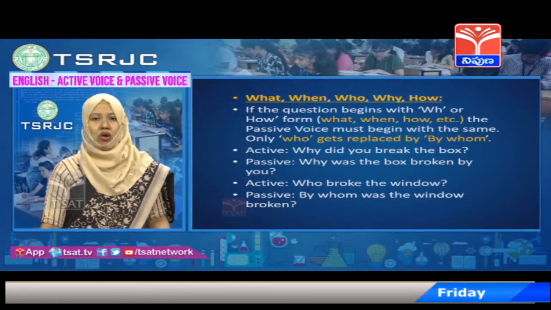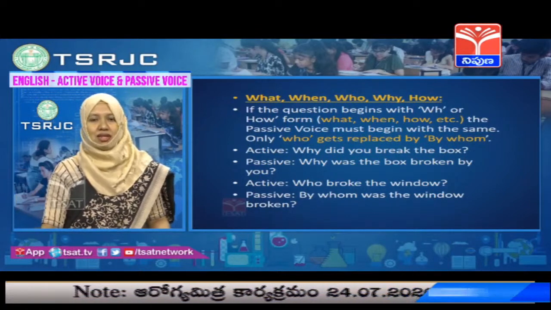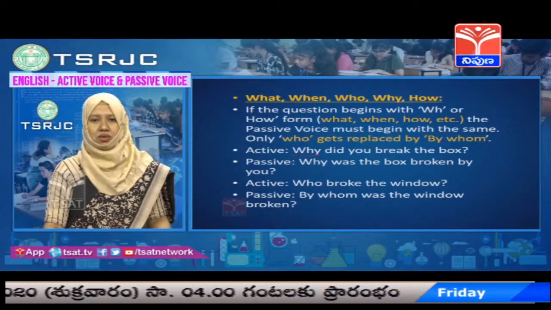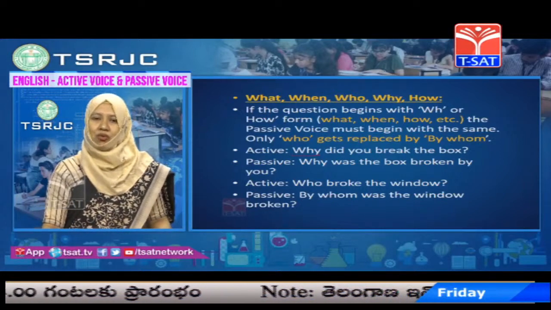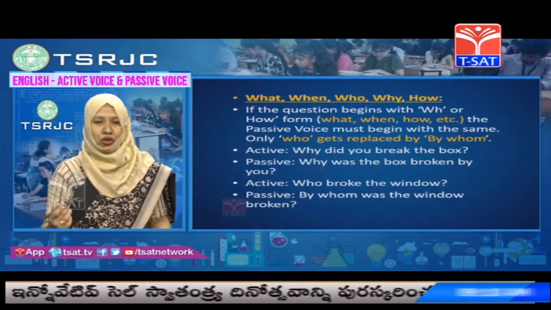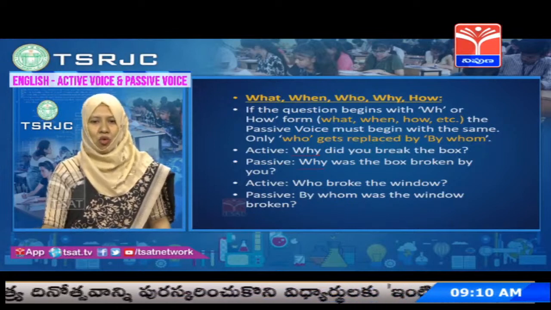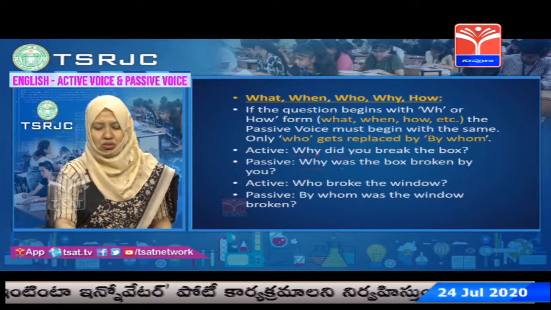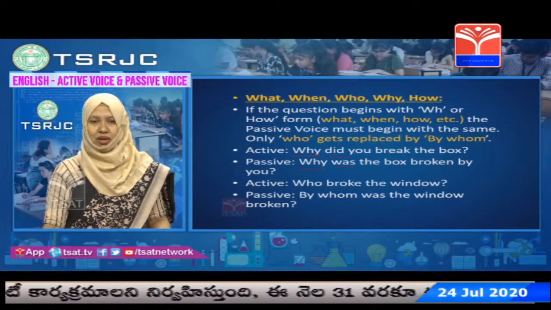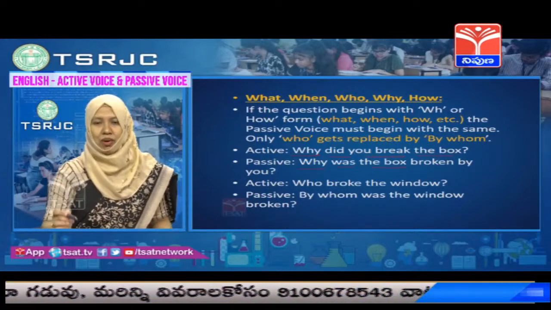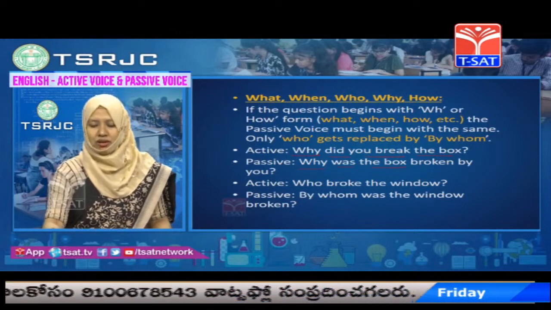Why did you break the box? In this example, the sentence is starting with the WH word why. Now, how will you change this into passive voice? Why will remain why, it is not changing, we have to use the same word. Why was the box broken by you? Here did is the past tense. So, we are using the past form of the helping verb, was. Why was the box, break will change into the past participle, broken by you.